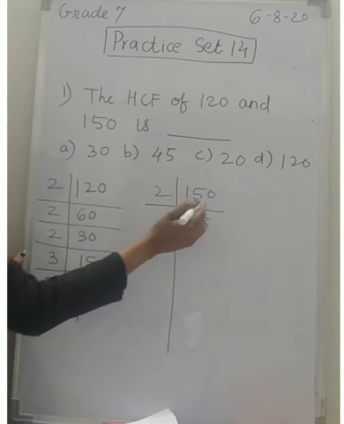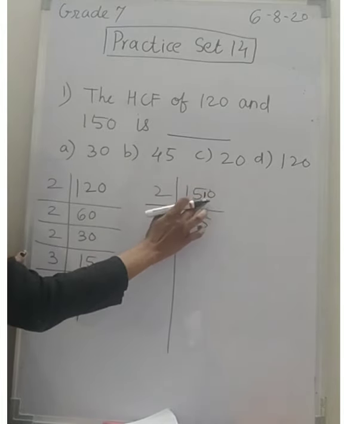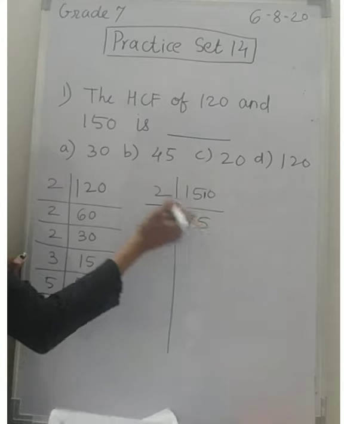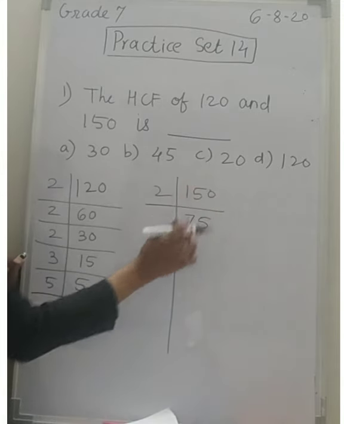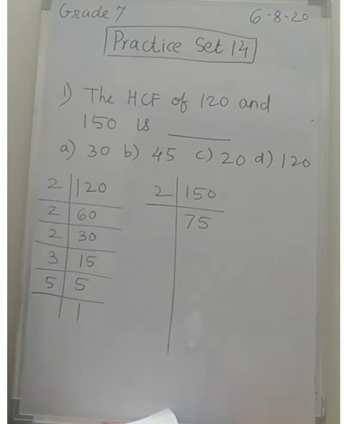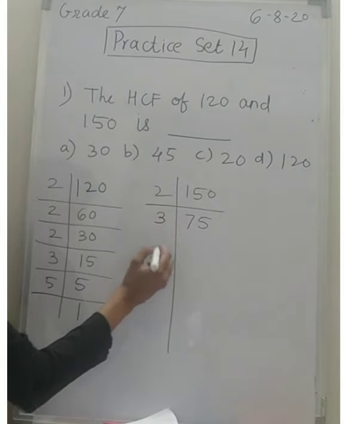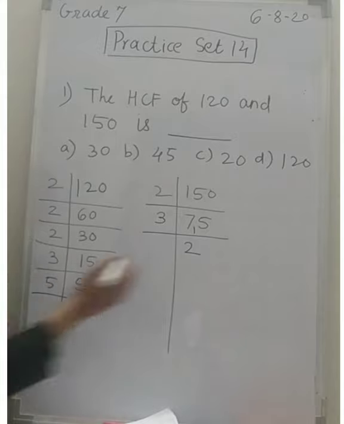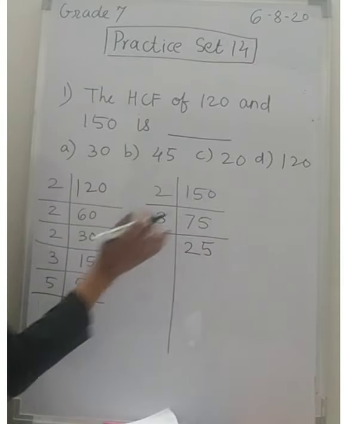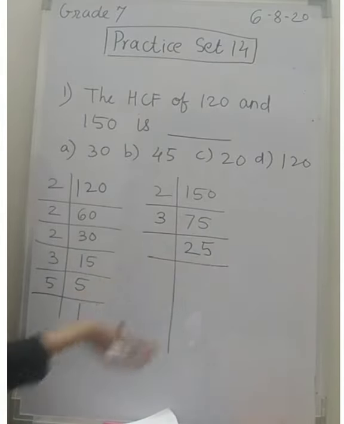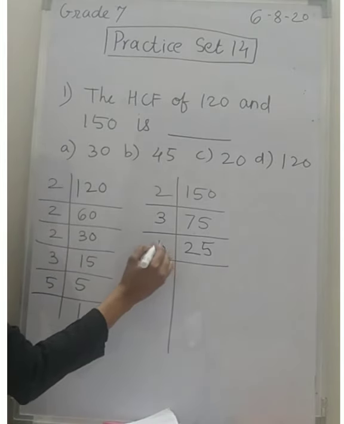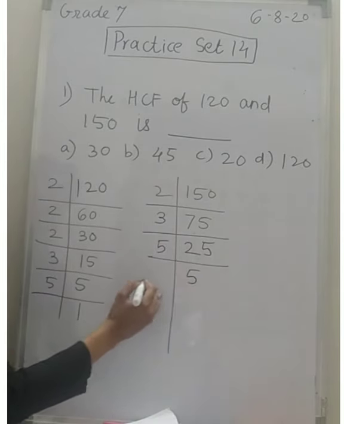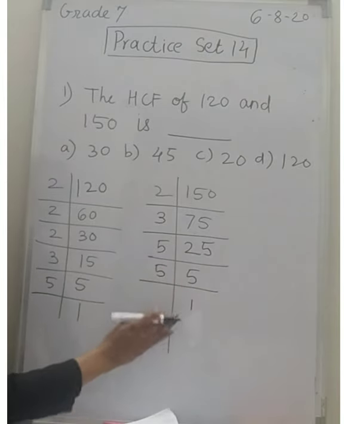Two 7s are 14, and when the remainder is 1, it will become 10. So 2 fives are 10. That means 75. Now you cannot divide 75 by 2. So 7 plus 5 is 12, so that we can divide it using 3. So 3 twos are 6, there is 1, and 3 fives are 15. All of you know how to do this, okay? So 5 fives are 25 and 5 ones are 5.